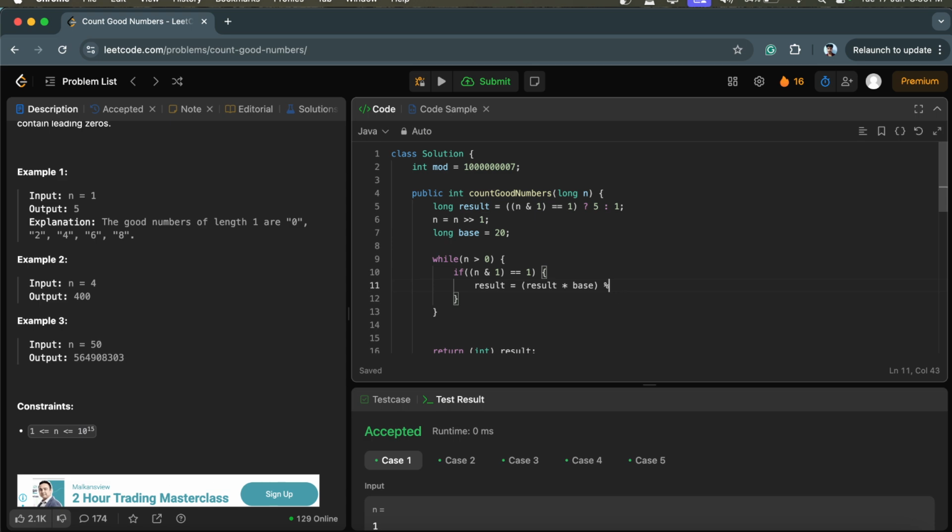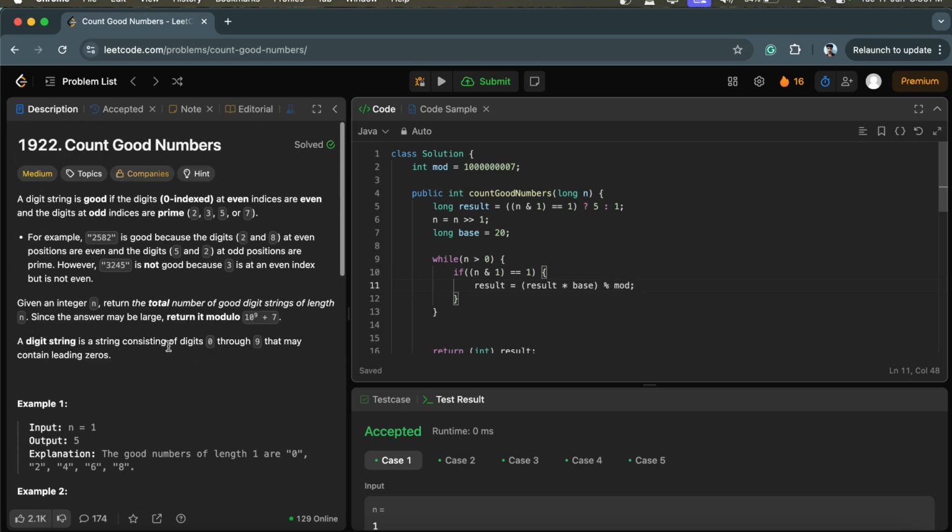So let us put mod as well, because the answer could be big and we have to write the answer modulo. At any point in time, whenever we perform any operation, we will put the modulo operation. Okay, now this is done. We will update base equals to base into base. That is how we solve this type of question, and we will apply the mod.